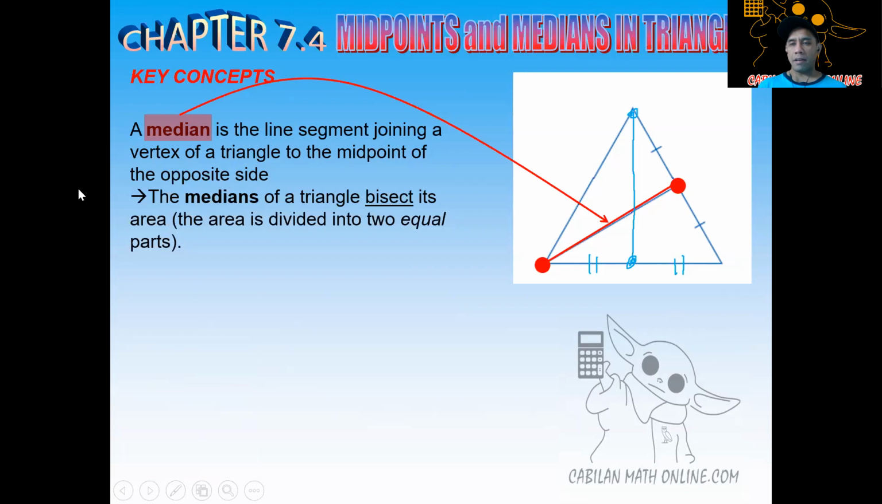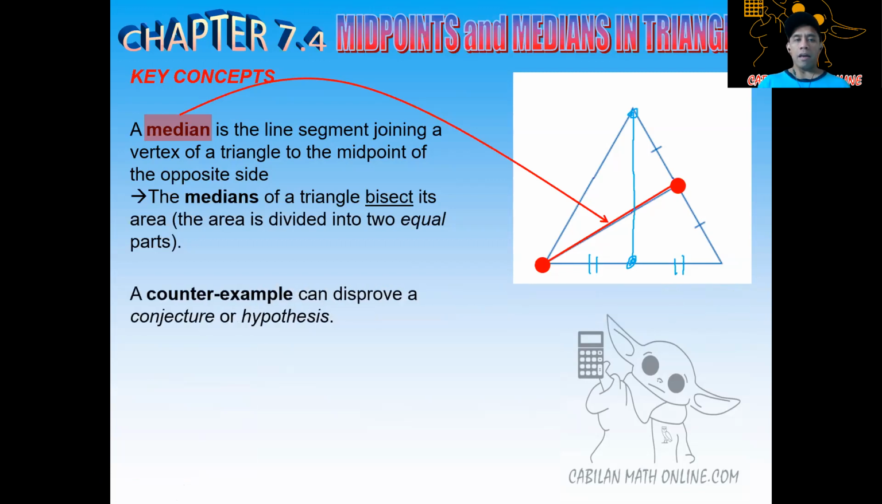Now, what a median does to a triangle is it cuts the area in half.